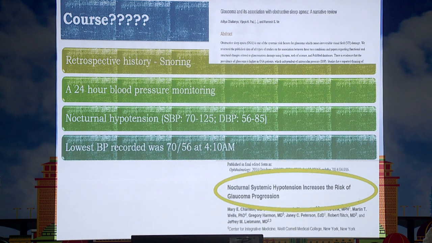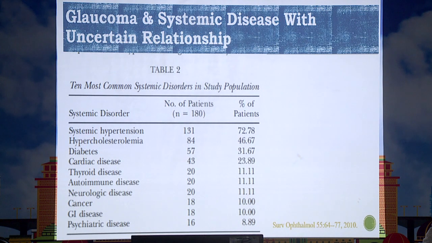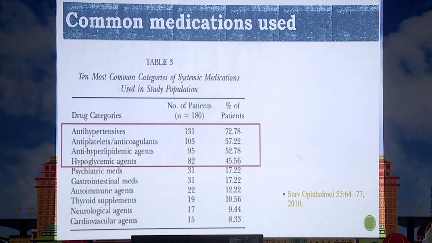If we see this article from Survey of Ophthalmology, it shows that systemic hypertension is the most common association in patients with glaucoma, followed by hypercholesterolemia, diabetes, and cardiac disease. Now, if we see the various medications which patients are using, the most common ones again are antihypertensives, along with antiplatelets and anticoagulants, followed by antihyperlipidemic agents and hypoglycemic agents.